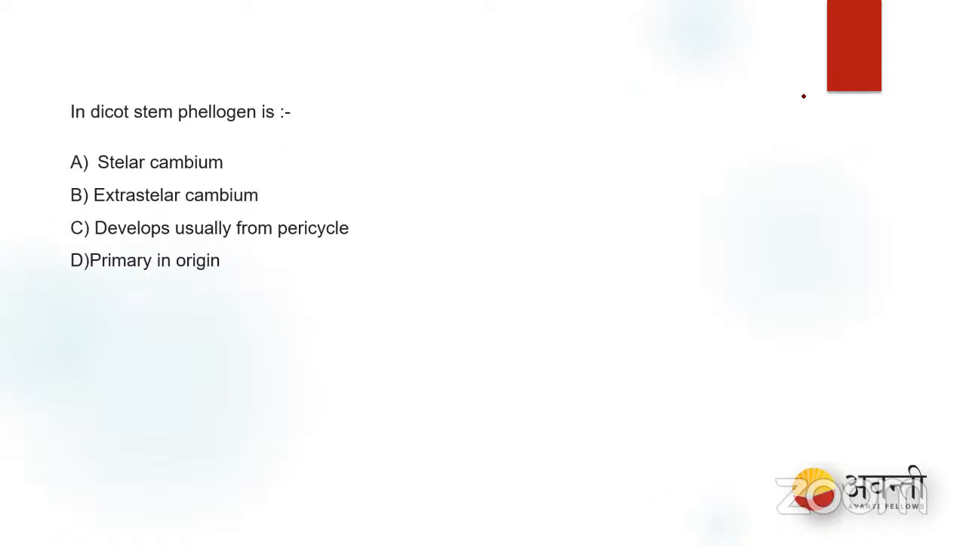So what is phellogen basically? Phellogen is also called cork cambium, right? When you see the development of cork cambium, which is a lateral meristematic tissue or lateral meristem, this cork cambium is responsible for secondary growth. Understood? The cork cambium usually develops from extrastelar cambium, or your phellogen is developing from extrastelar cambium. So our option is B.